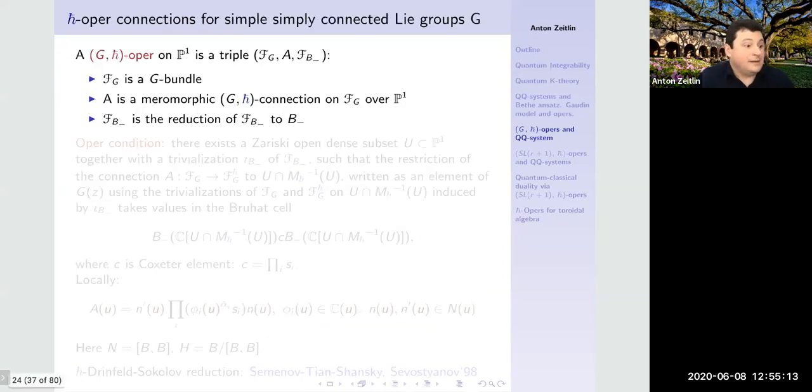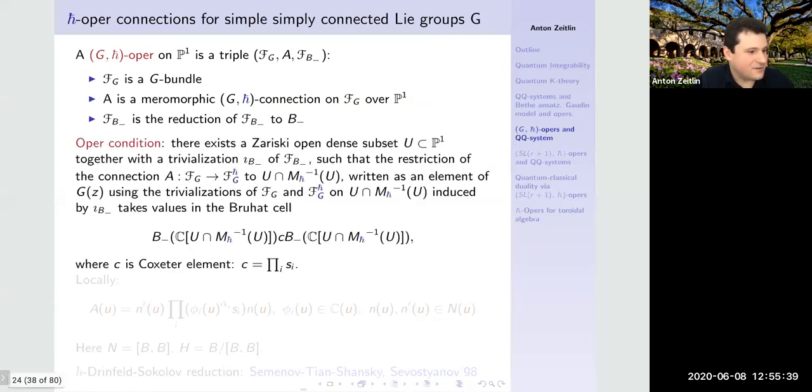And let's describe what an H-oper connection is. This is a triple. Now you have this G bundle, and a meromorphic GH connection over P1. And then there is a reduction of this bundle to B-, the lower Borel subgroup. Now comes the complicated thing, the oper condition, where this A lies. It lies in the following space: B minus C B minus, where C is a Coxeter element.